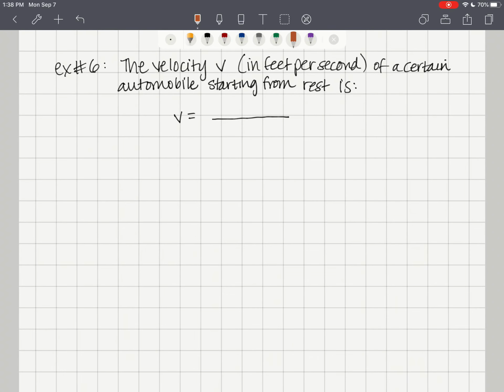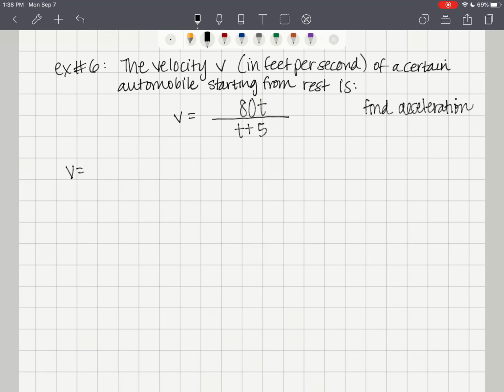Okay, example number 6. The velocity v in feet per second of a certain automobile starting from rest is 80t over t plus 5. So this is the velocity of a certain automobile. They're giving you the equation. We did not have to derive this or find it, nor do we ever need to know it. We want to find the acceleration.